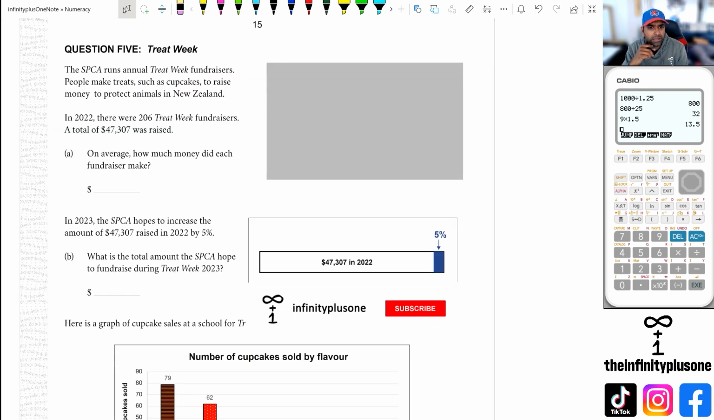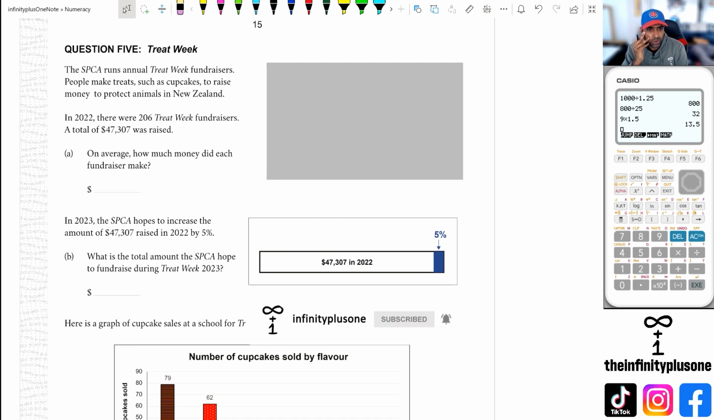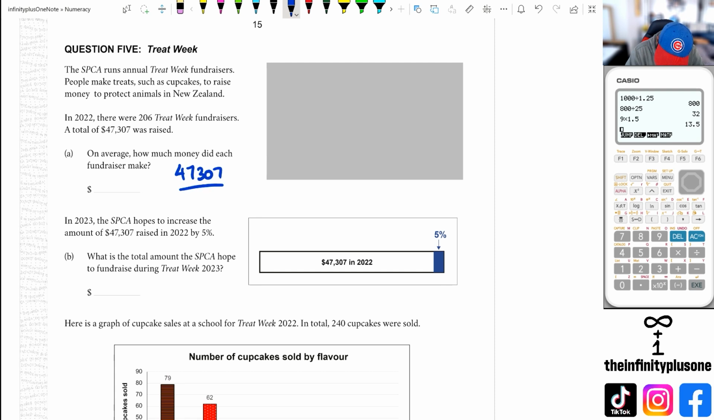Question 5, what we've got is SPCA fundraising, cupcakes. In 2022, there were 206 Street Week fundraisers. On average, how much money did each fundraiser make? So what we're going to do is look at 47,307 divided by 206, and that's going to give us $229.65. Well, that's pretty straightforward for question A.